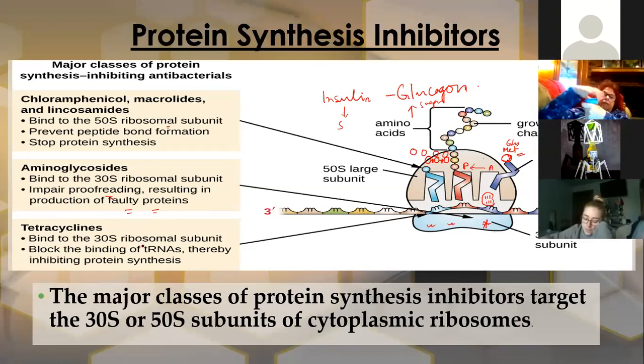Tetracycline binds to the 30S, the small subunit, and blocks the binding of tRNAs. So here tRNA cannot sit on the messenger RNA, and then they cannot even start protein synthesis.